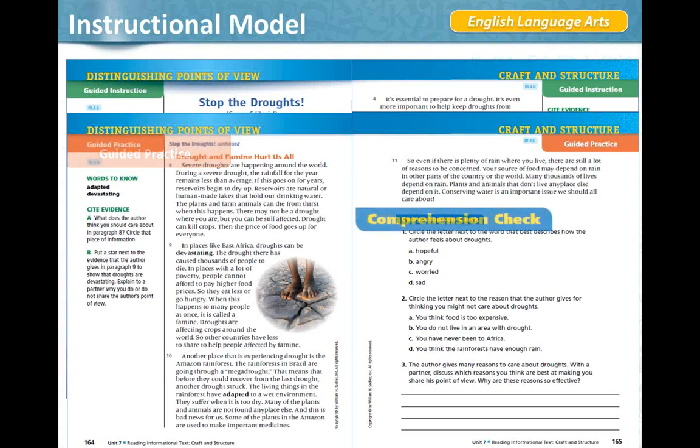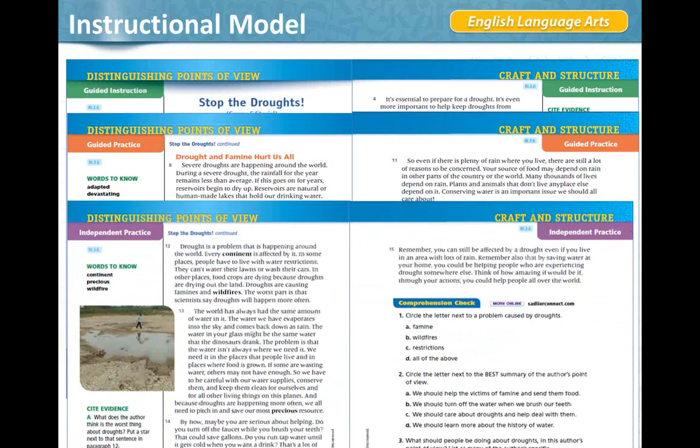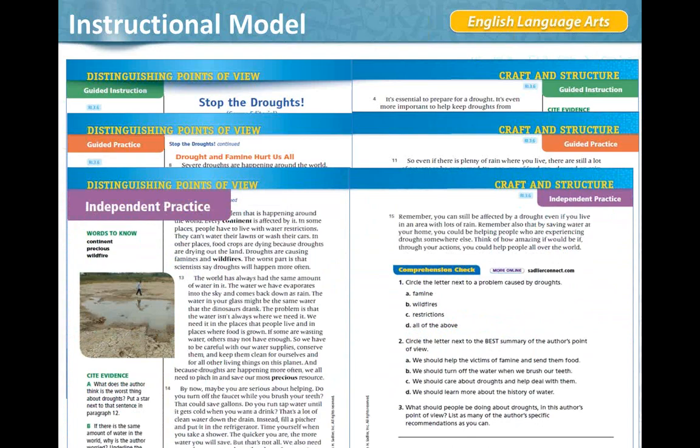So guided practice, and we have comprehension checks at the end of every step of the instructional model to make sure that the students are on board, they understand, they go back and they cite evidence. Again, engagement is very important, practice is very important, and we don't want to move forward if they're having difficulties. And the third step is independent practice.